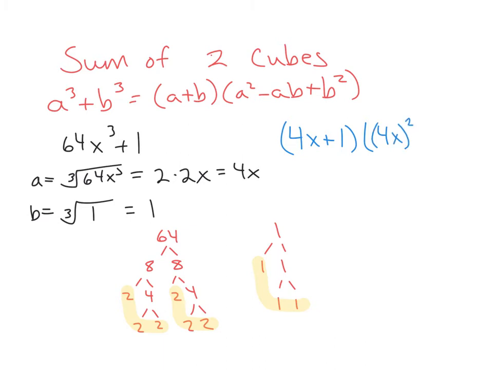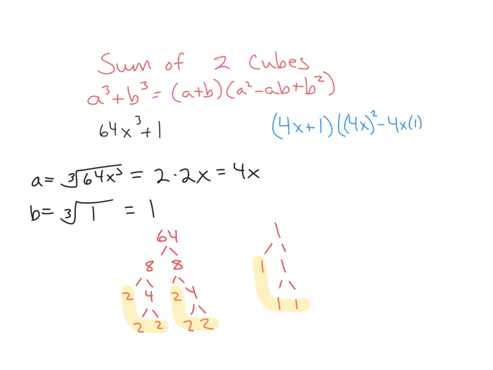And then you'll have yourself a minus 4x times 1. And then let me kind of shrink that a little bit. And then a b value, right? 1 squared. So we're going to go ahead and simplify that. We have 4x plus 1. Now 4x squared, that's going to give you a 16x squared. And then a 4x times a 1 is a negative 4x. And then a 1 squared is just a 1. And so this right here, ladies and gentlemen, is your answer to this example, okay?